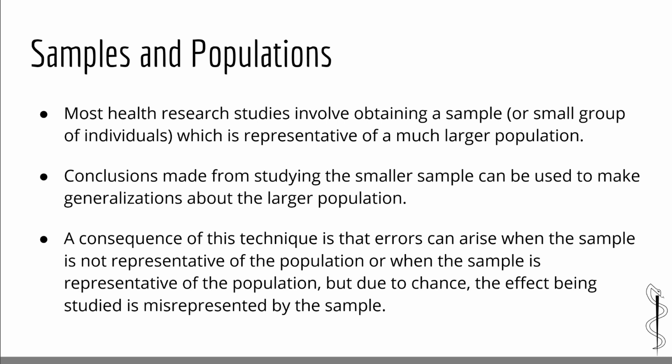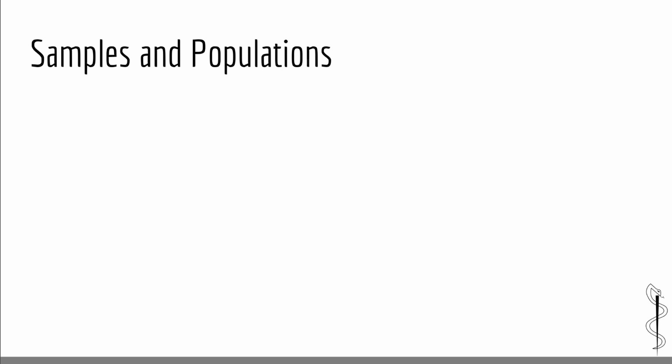However, a consequence of this technique is that errors can arise when the sample is not representative of the population, or the sample is representative of the population, but due to chance, the effect being studied is misrepresented by the sample. An easy way to think of this is by imagining you flip a coin 10 times. You would predict that you would get heads 5 times and tails 5 times. This is your hypothesis.